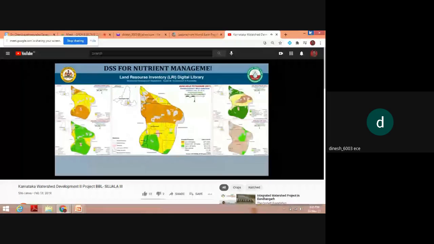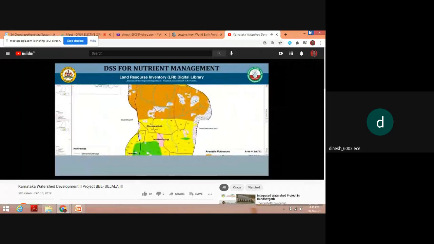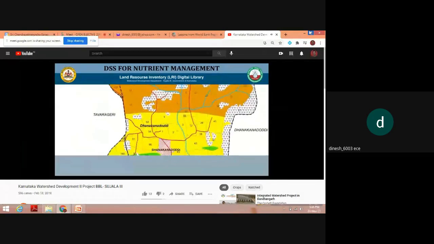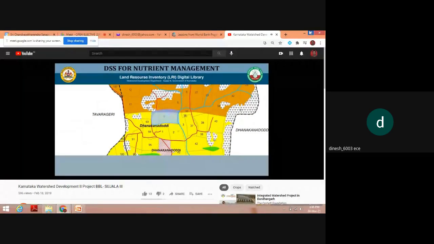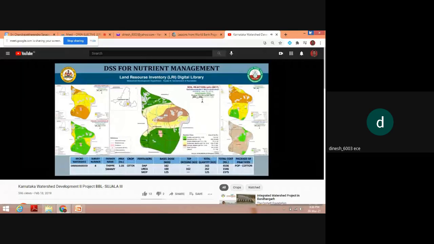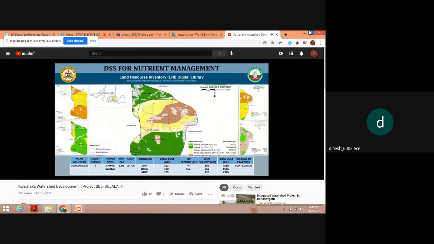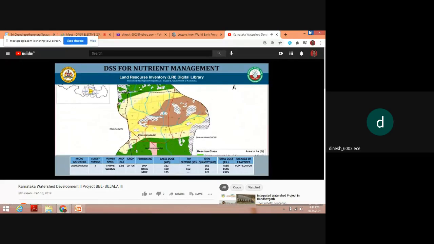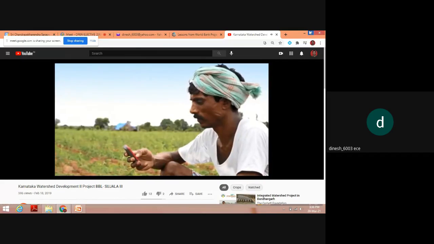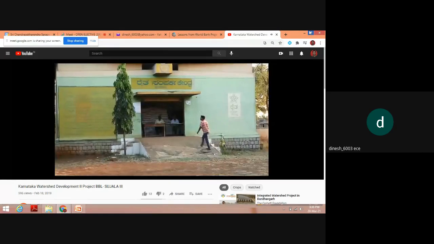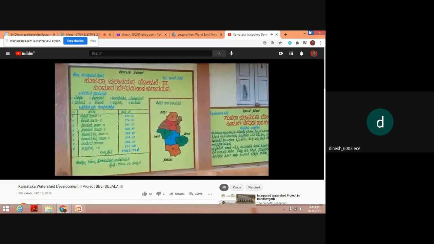DSS for nutrient management helps to identify the deficiency or sufficiency levels of nutrients present in each parcel of land, the amount of nutrients required for the selected crop, the combination of organic and inorganic fertilizers to be used with their cost, the time of application, and the package of practices to be followed during the entire crop season. The farmer can get the required advisory through his mobile phone or from the nearest KVK or farmers' contact centers.